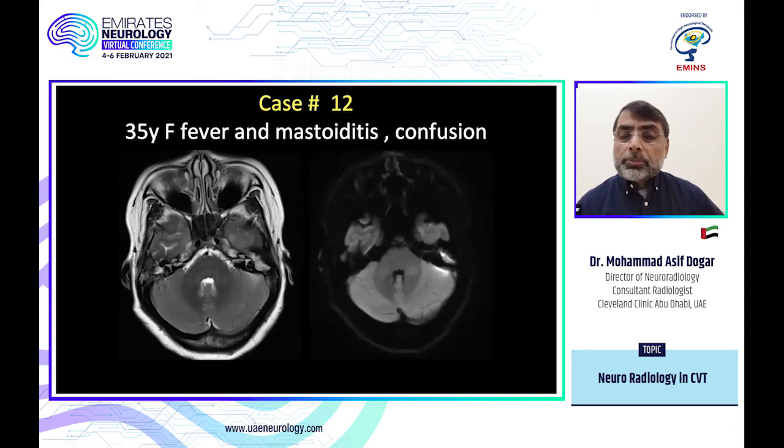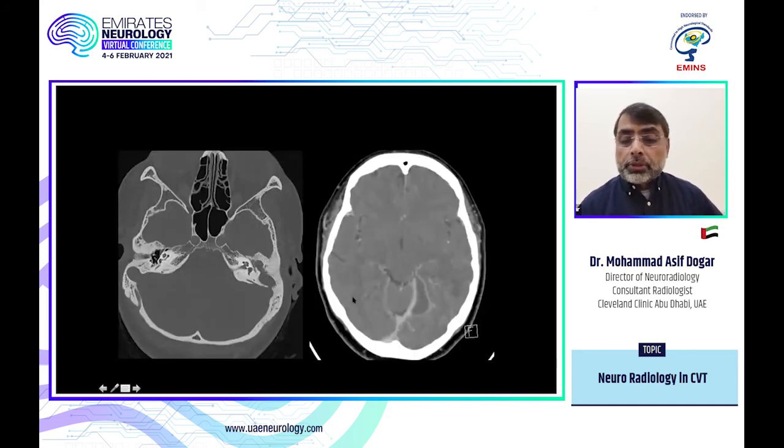So another case, number 12. This patient came with fever, mastoiditis, confusion. You can see there's a fluid here. So whenever we see diffusion restriction, we are worried about abscess or pus. Here you can see there is a bony erosion of the sigmoid sulcus. And here the patient already has empyema.